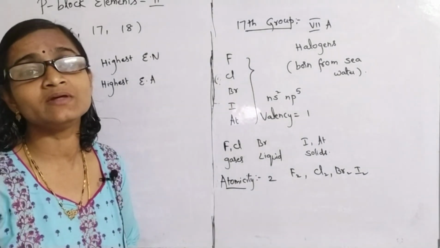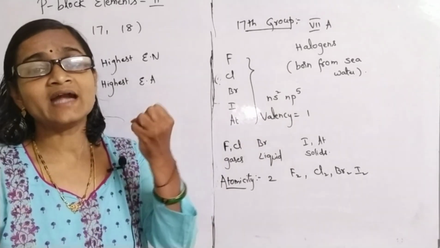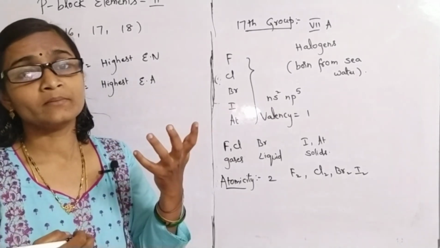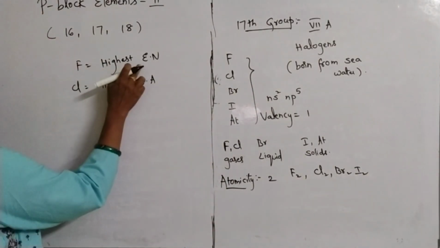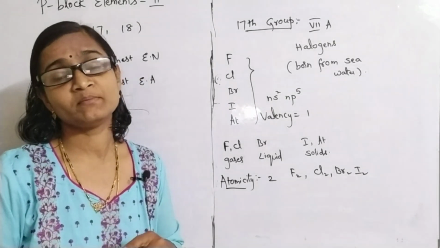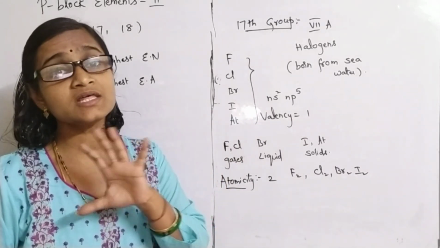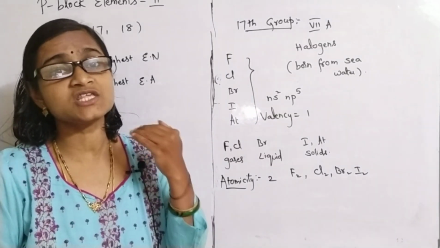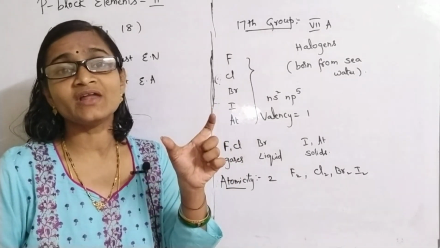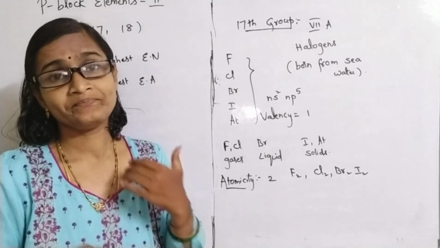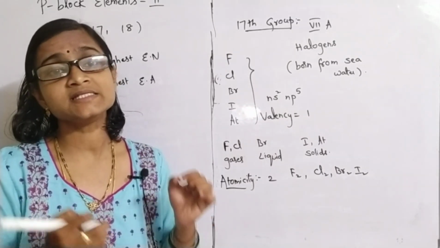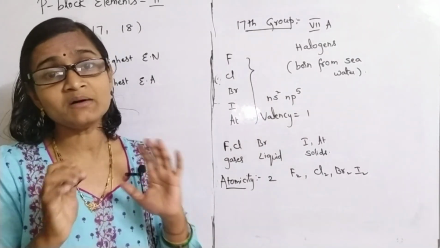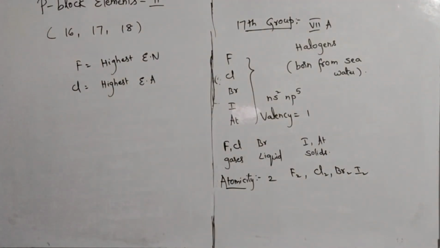Please understand the difference between electronegativity and electron affinity. Electronegativity is the tendency to attract the shared pair of electrons in a bonded atom. Fluorine is highly electronegative, whereas chlorine has the highest electron affinity, meaning it has a tendency to attract an electron but not the shared pair in a bond. The one which attracts the shared pair of electrons in a bonded atom is more electronegative. Electronegativity is observed in a bonded atom, whereas electron affinity is observed in normal elements, not in a bonded atom. Please remember that. So you are finding the highest electron affinity and highest electronegativity elements in 7th A group.